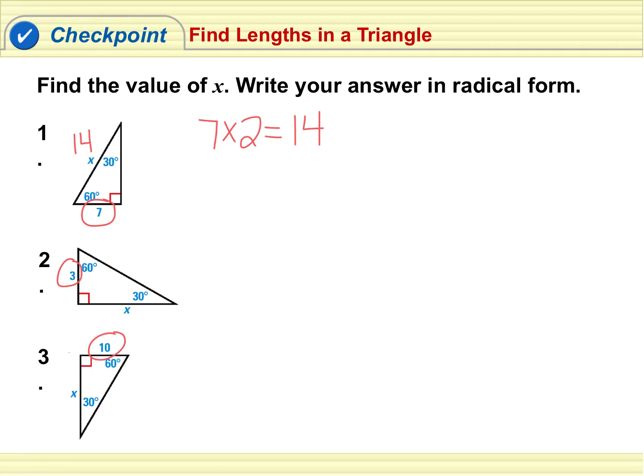How can I find the long leg? Times by square root of 3 now. From where? The short leg. So I take 7 times the square root of 3, which is 7 square root of 3.